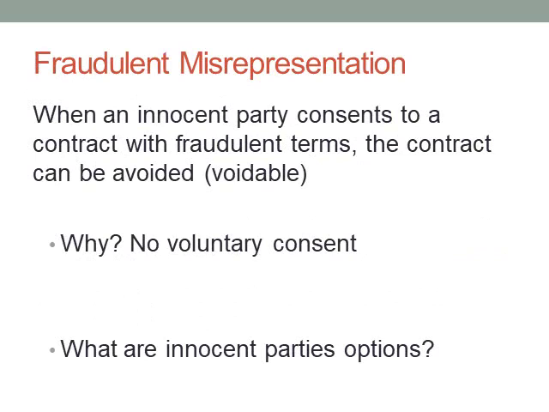So then we have fraudulent misrepresentation. When an innocent party consents to a contract with fraudulent terms, the contract usually can be avoided because the innocent party has not voluntarily consented to the terms. Why no voluntary consent, right? Why are innocent parties' options?